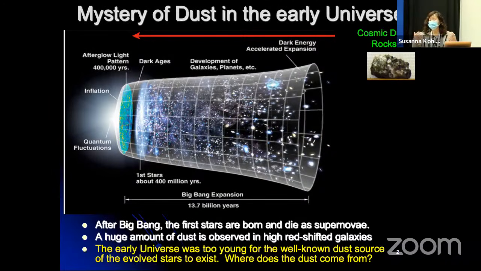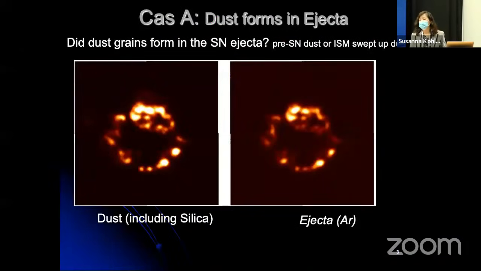So where does that come from? Because what we know about dust is that the well-known dust source is evolved stars. They were not born in the early universe. So supernovae are good candidates. Theoretical models show they might be able to explain it.